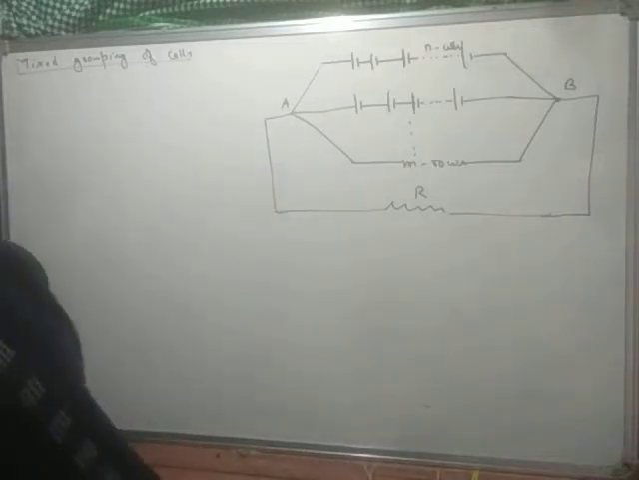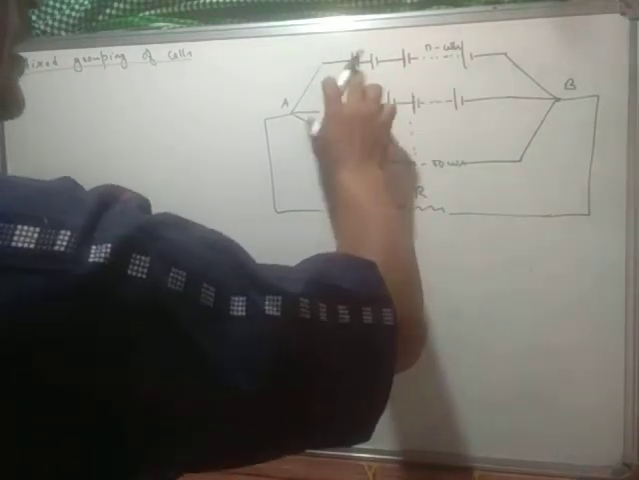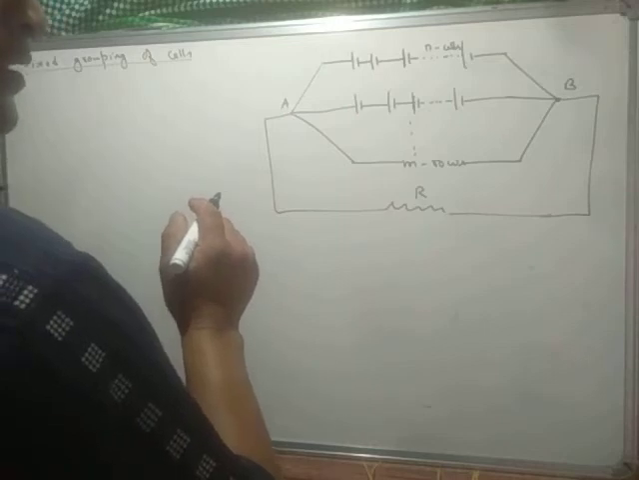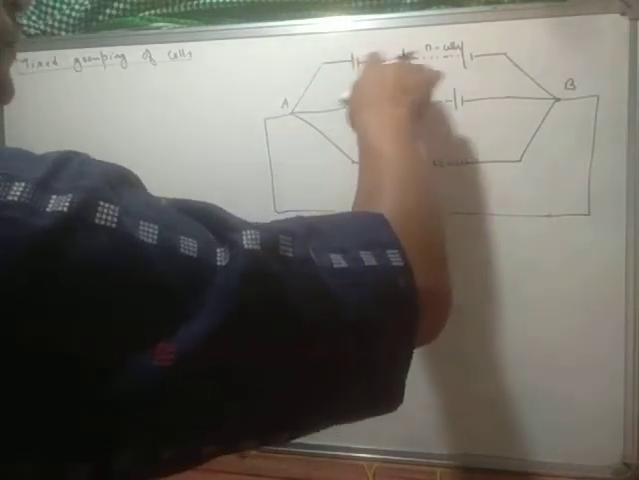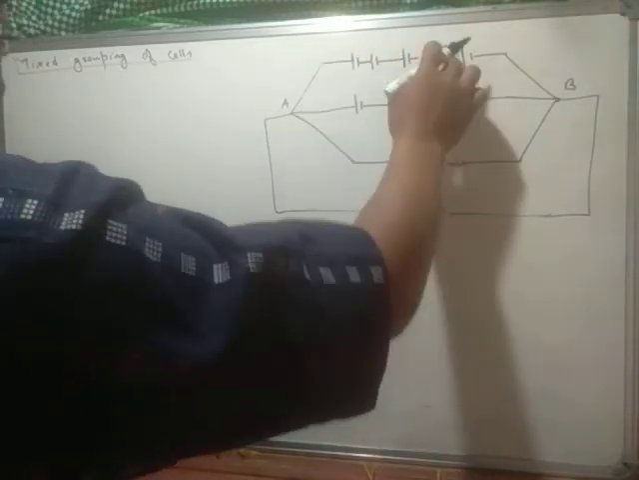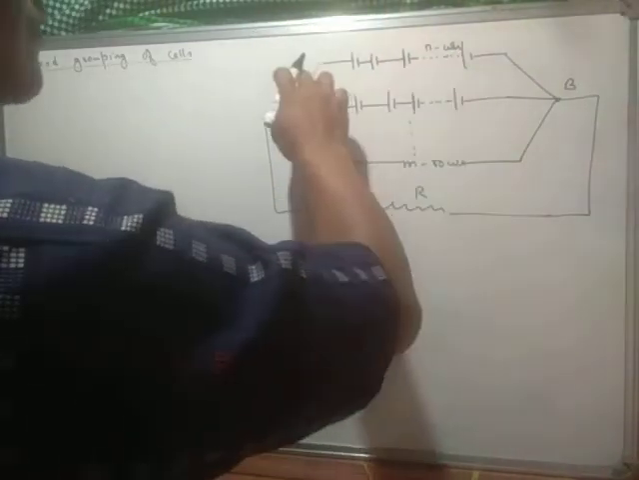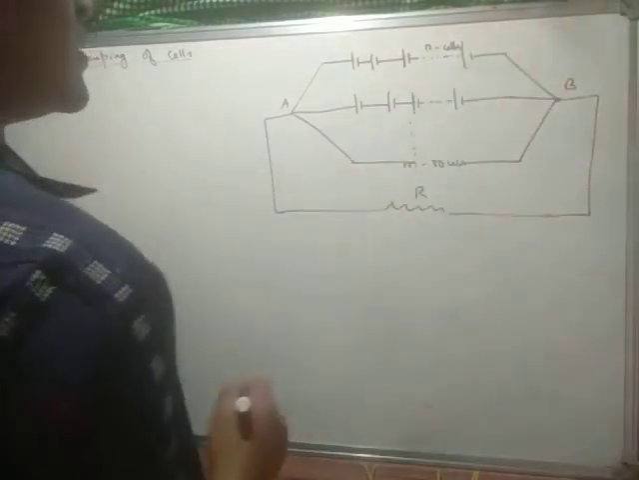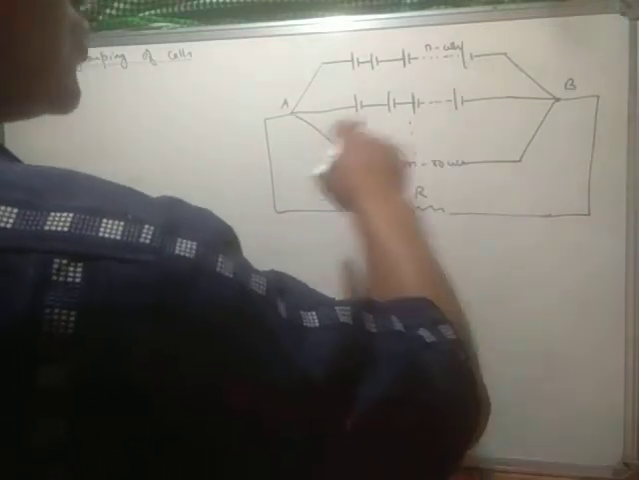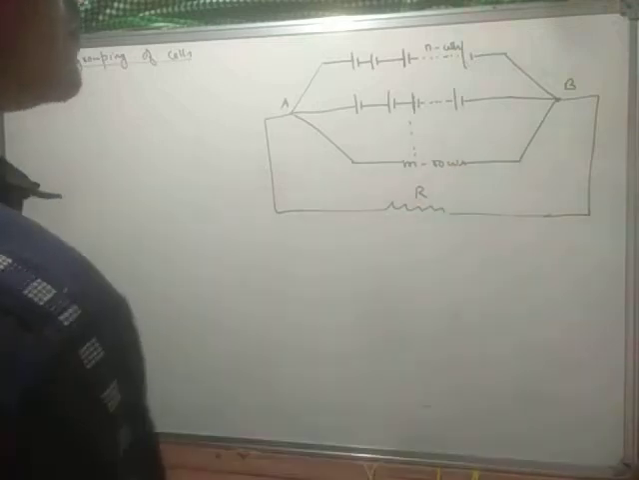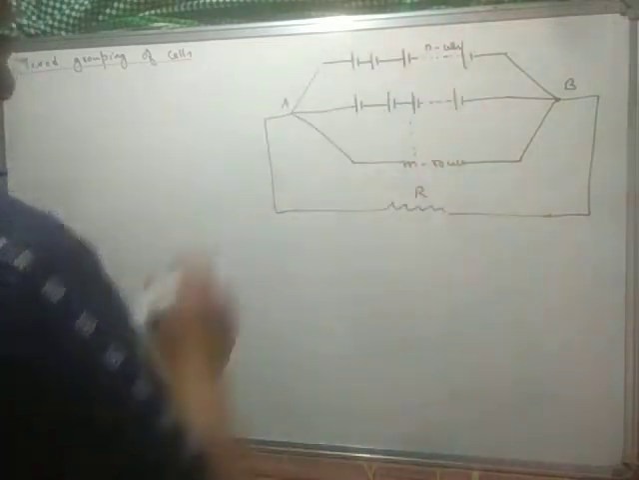As you can see in this figure, we have n identical cells connected in series, and all such identical n cells are then connected in parallel. That means in the first row I have n cells connected in series. In the second row also I have n cells connected in series. In the third row, the fourth row, and so on up to, let's say, m rows. All these cells are connected in series as well as in parallel.